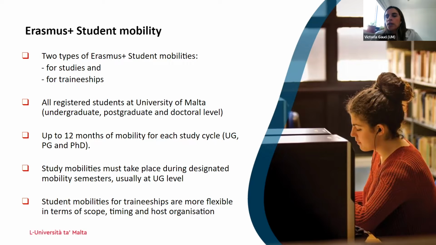All registered University of Malta students can apply for Erasmus mobilities at the different levels of study that we have. And it's interesting to know that each study cycle carries along 12 months worth of mobilities. And they can also be a combination between studies and traineeship. So basically 12 months for each study cycle.